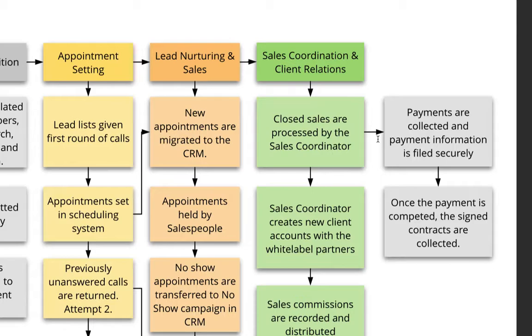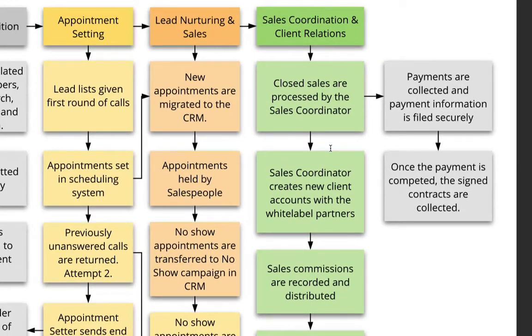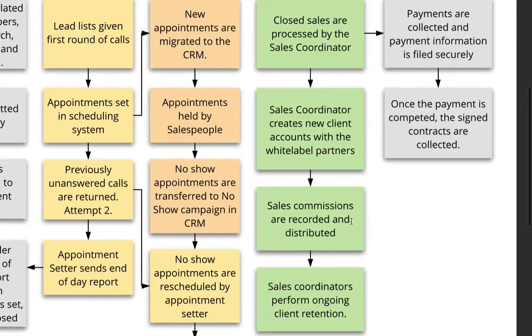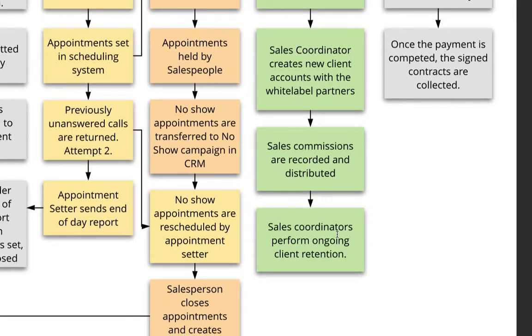So the sales coordinator will go ahead and process all of the sales every day as they're happening in real time. They'll go ahead and create those new client accounts for the white labelers. They'll go ahead and record any sales commissions. So of course we have standard sales prices, but during negotiations, pricing may change, which means that commissions may change just based on the lowered pricing that may have been offered to a client. So those commissions are recorded and distributed as soon as everything is processed.